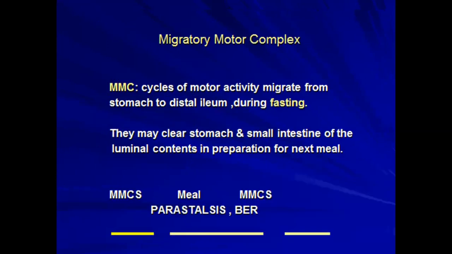The other electrical activity is called the migratory motor complex. It is a cycle of motor activity that migrates from the stomach to the distal ileum during fasting. It may clear the stomach and small intestine of luminal contents in preparation for the next meal. If you imagine that the middle line is the time of the meal, the migratory motor complex helps in peristalsis to clean the gastrointestinal tract of food and prepare it for the second meal.